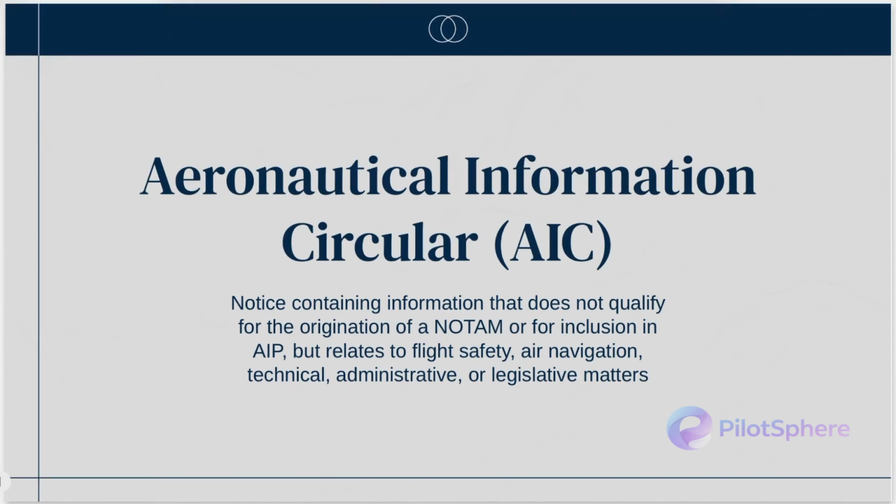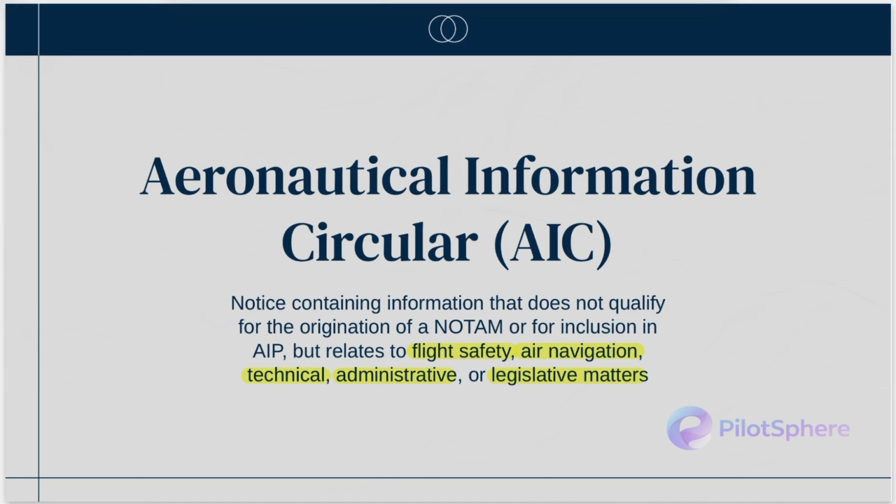We come to Aeronautical Information Circular. Now, Aeronautical Information Circular is a notice that contains information which does not qualify for the origination of a NOTAM or for inclusion in AIP, but it relates to flight safety, air navigation, technical, administrative, or legislative matters. So it's that middle ground of information which does not make sense for NOTAMs, and it does not make sense to be included in AIP. Therefore, it is included and published by the DGCA as an Aeronautical Information Circular.